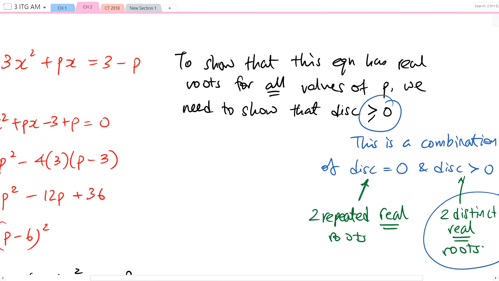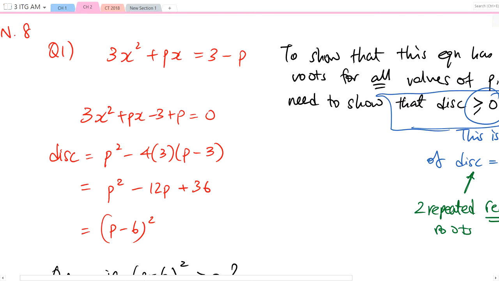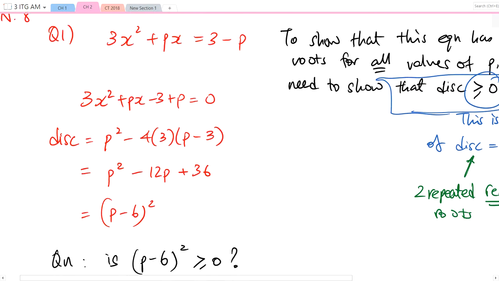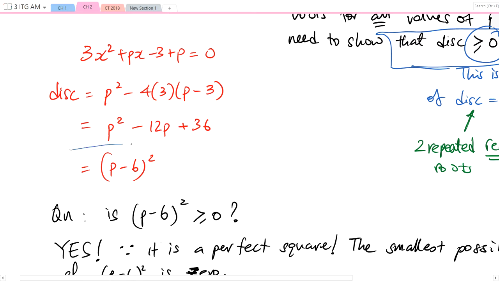Okay, so when they say show that the equation has real roots for all values of p, they are telling you to show that the discriminant is greater than or equal to 0. This is your goal. Okay so far? Now, we find the discriminant: coefficient of x squared minus 4 times the coefficient of x squared times the constant. So writing everything down, the discriminant is equal to p squared minus 12p plus 36. We are supposed to show that this is greater than or equal to 0.